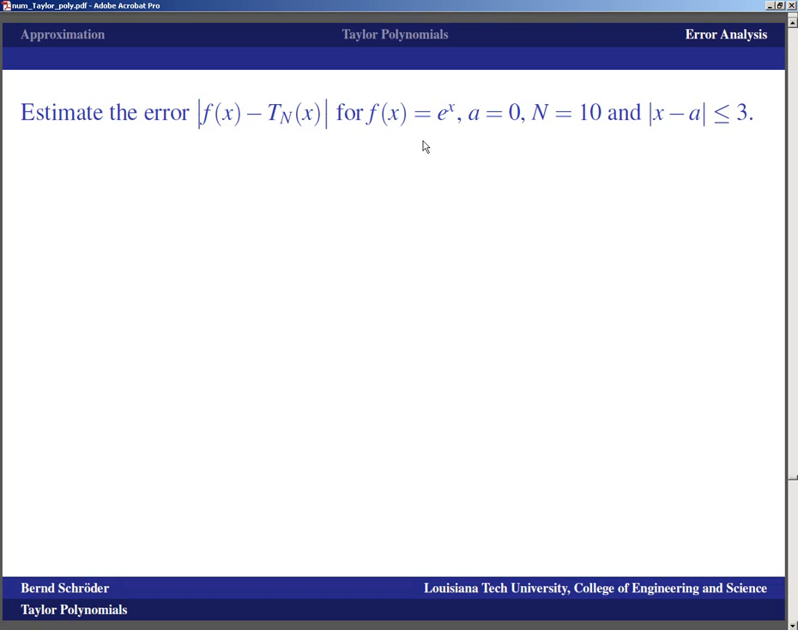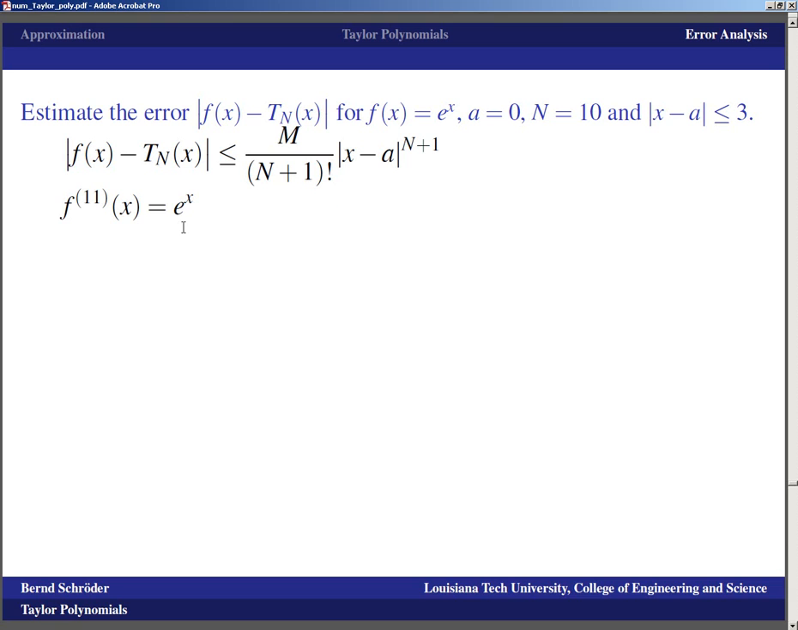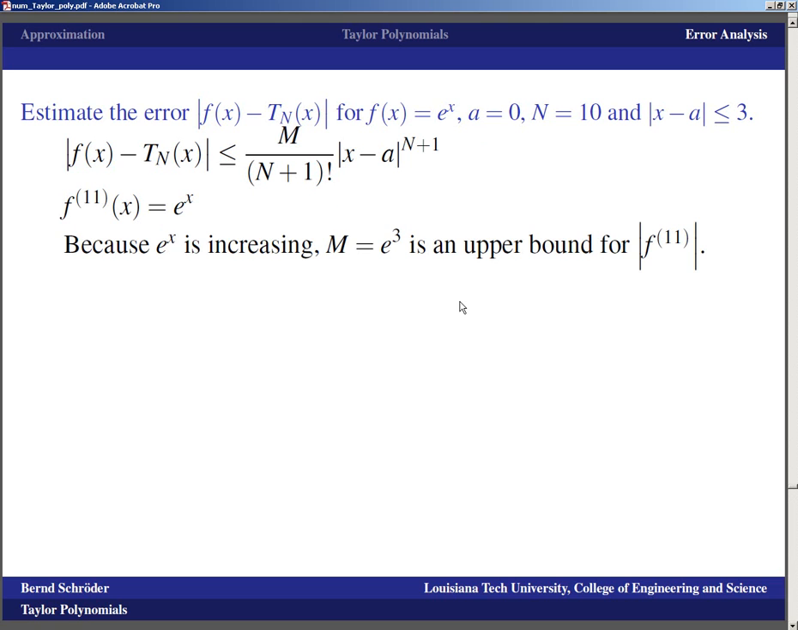So let's first start with a fixed degree Taylor polynomial. We want to estimate the difference between the function f of x equals e to the x and its 10th order Taylor polynomial for absolute value of x minus a smaller or equal than 3. Okay, so that difference is bounded by this error formula, M over n plus 1 factorial times absolute value of x minus a to the n plus 1. And that means we need the 11th order derivative of e to the x, which, thank goodness, is just e to the x, right? So these problems also have to be chosen carefully. If the derivatives are ugly, you'll never get done.